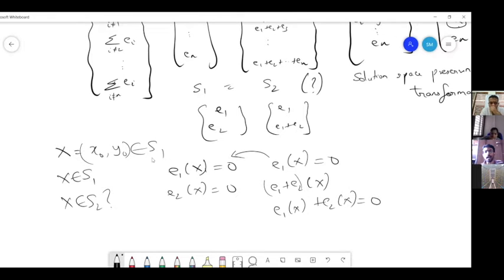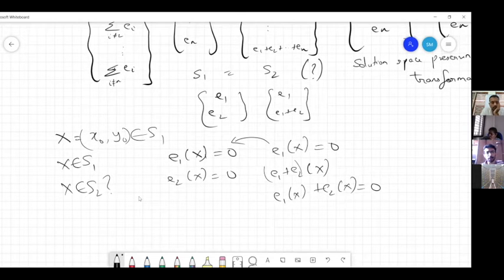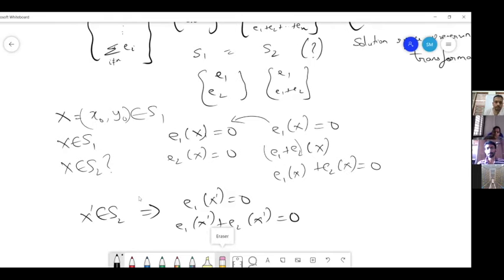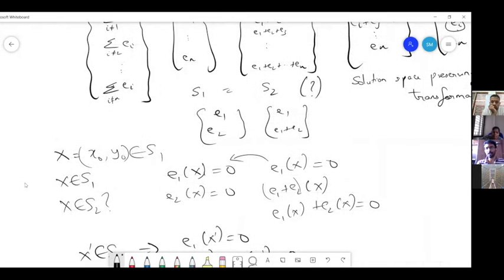And now I have, say, x dash belonging to S2. So this implies what? E1 of x dash is 0, and E1 of x dash plus E2 of x dash is equal to 0. This is what we have. Now will x dash belong to S1? Why? Because E1 of x dash is 0, so E2 of x dash should also be 0. Exactly. So it will belong to S1. Right, so very convenient notation.